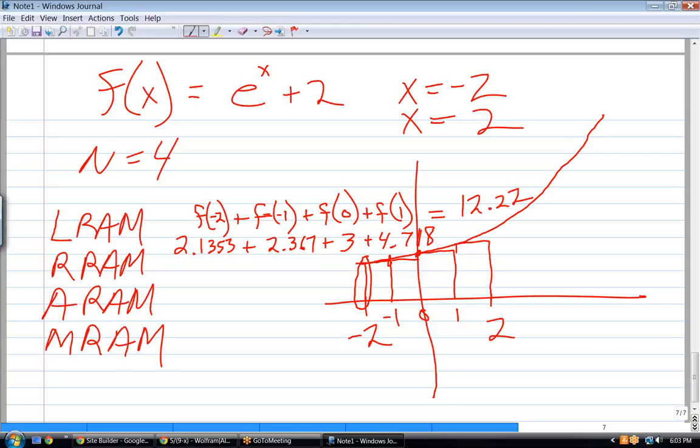Yep, 12.22. Okay. Now, right RAM. I could go back and draw these triangles. Notice I've got to draw it a little different. These rectangles: the height of this first rectangle is based on the right side of the triangle. So it's going to be that. So what's the formula going to be for the first rectangle?